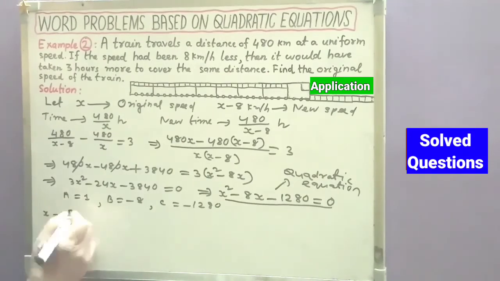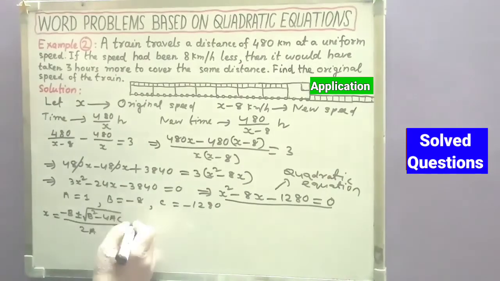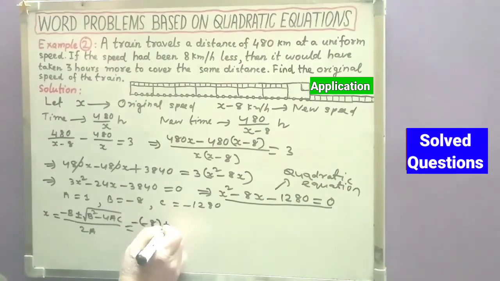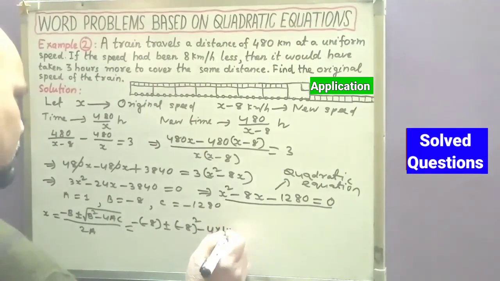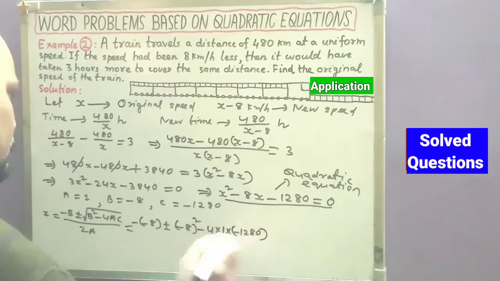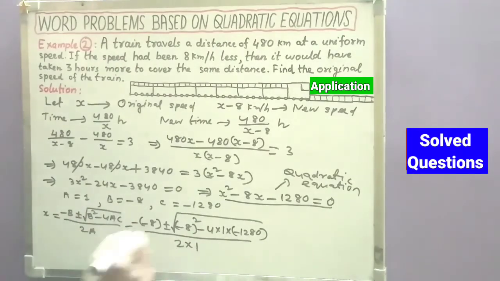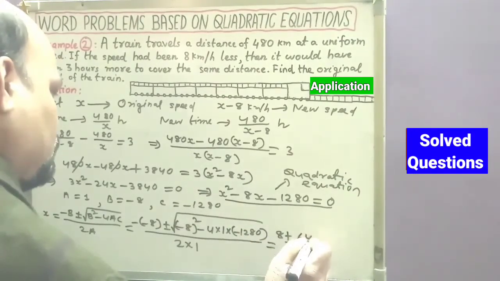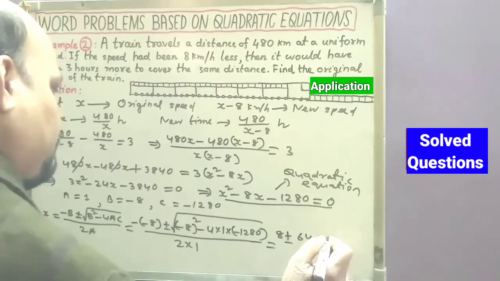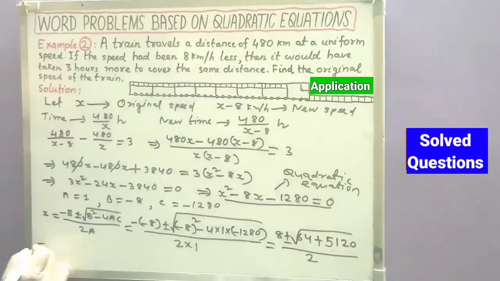Now using the quadratic formula, we have x equal to minus b plus minus square root of b square minus 4ac upon 2a, that equal to minus of minus 8 plus minus square root of (minus 8) square minus 4 into 1 into minus 1280, divided by 2 into 1, that equal to 8 plus minus square root of 64 plus 5120 upon 2.